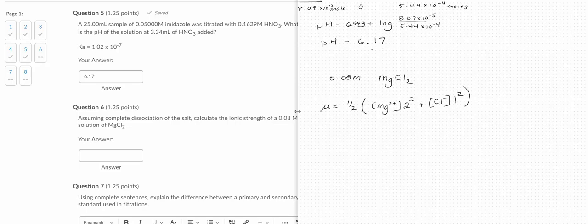So now what are these concentrations? Well, if we're assuming complete dissociation, the magnesium is going to be 1:1. So the concentration of magnesium is 0.08. The concentration of the chloride, on the other hand, is 2 times that, so 0.16. So I get an ionic strength, a mu value of 0.24.